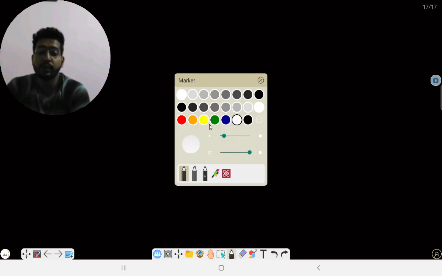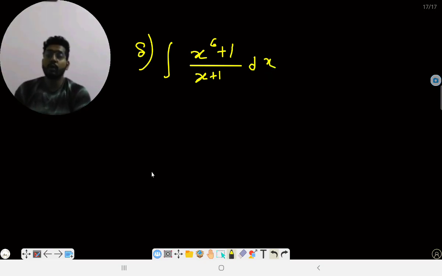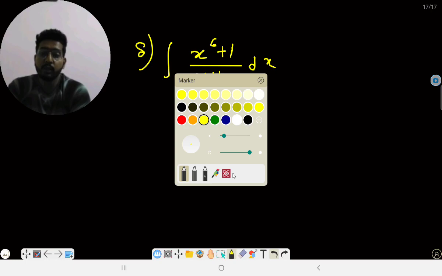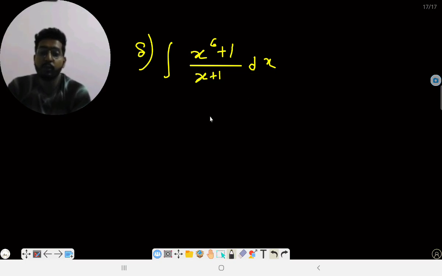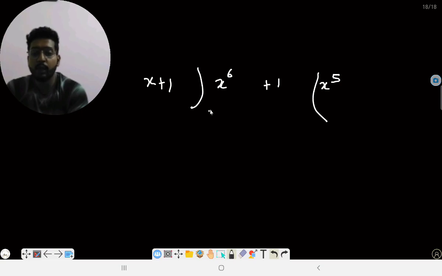Now question number 8. Suppose this is given like this: x to the power 6 plus 1 by x plus 1. Now how to solve this question? For this question you know how to do the division. So x to the power 6 plus 1. First, in the rough, divide this one. That means you have to multiply by x to the power 5. So that will be x to the power 6 plus x to the power 5.